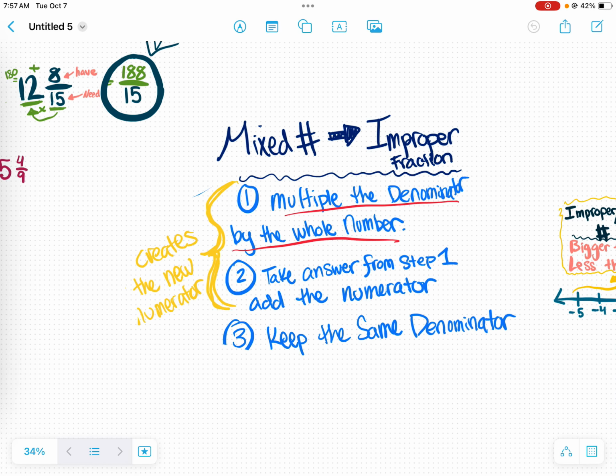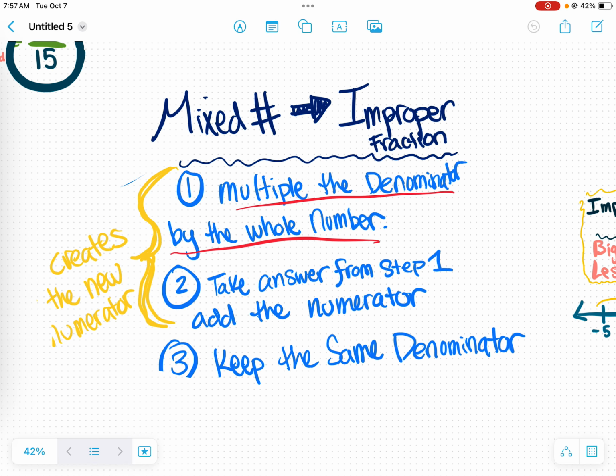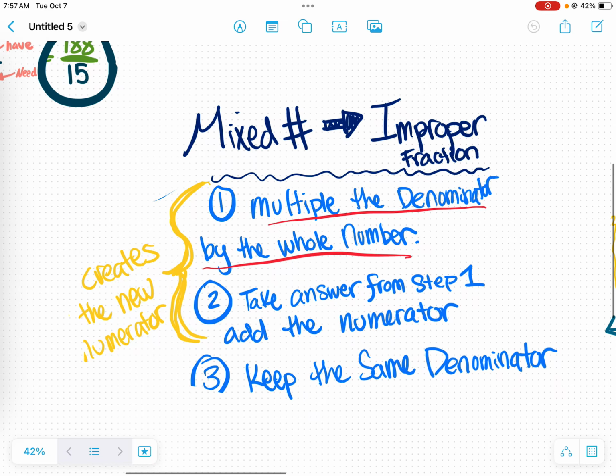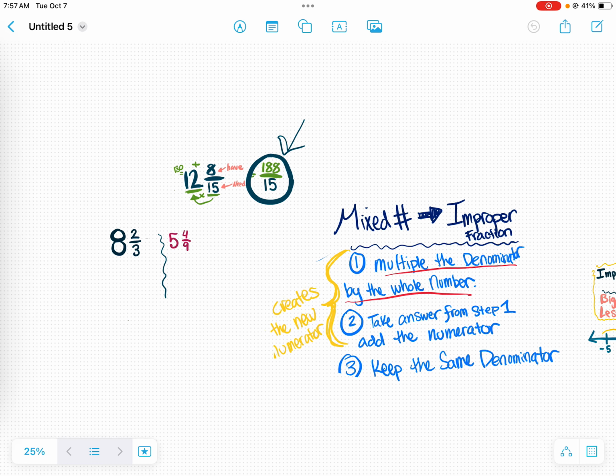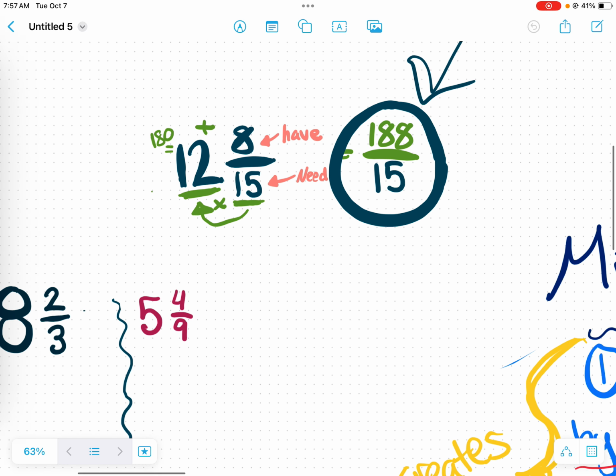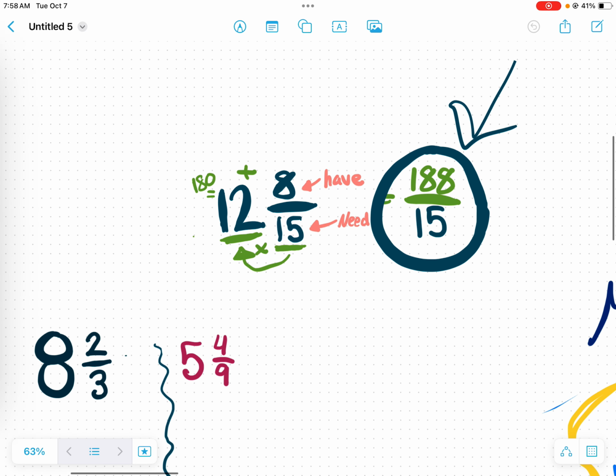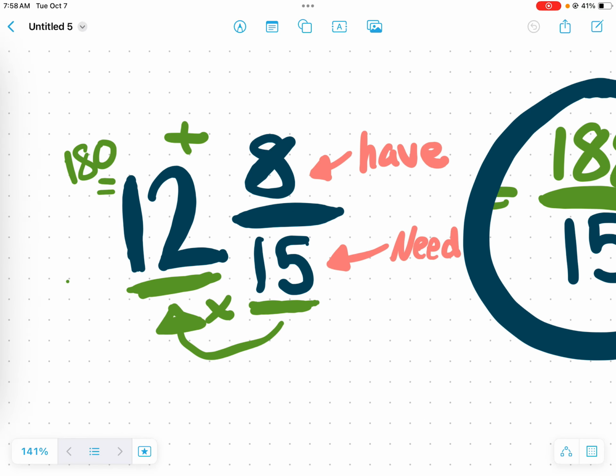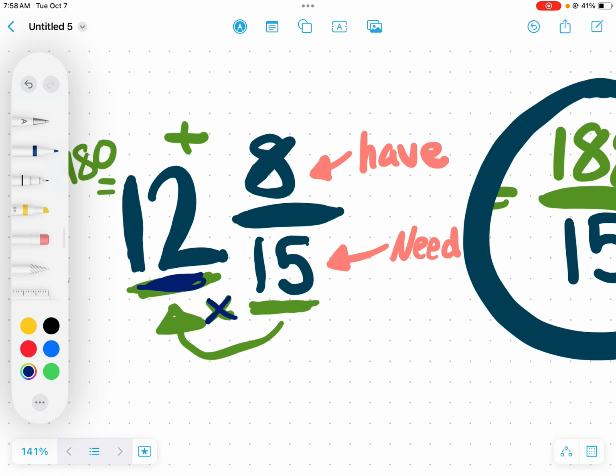Remember that when you're turning a mixed number into an improper fraction, these are your steps. Your first step is to multiply the denominator by the whole number, then take that answer and add the numerator, and then keep the same denominator. So what that's going to look like is you are going to take the bottom number and multiply it by that whole number, and then you're going to add the numerator. Okay?